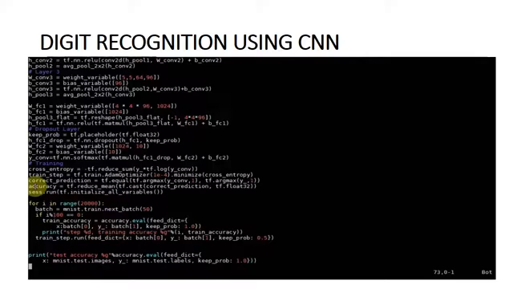So here in the loop we are running for 20,000 iterations. At each iteration we get a batch of 50 images, and at every 100th iteration we get to see the training accuracy. At the end of all the 20,000 iterations we will get to see the test accuracy. Okay, so now let's run this program and see how accurate our convolutional neural network is on the MNIST dataset.